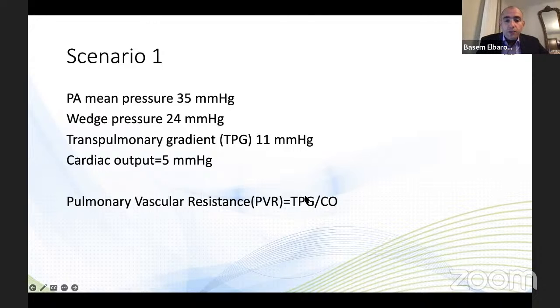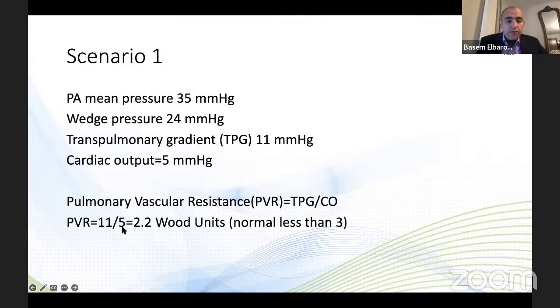So PVR equals transpulmonary gradient divided by cardiac output. In this example, the PVR was 11 divided by 5 equals 2.2, and this is reported as Wood units. And 2.2 Wood units is normal. In this case, normal is less than 3.